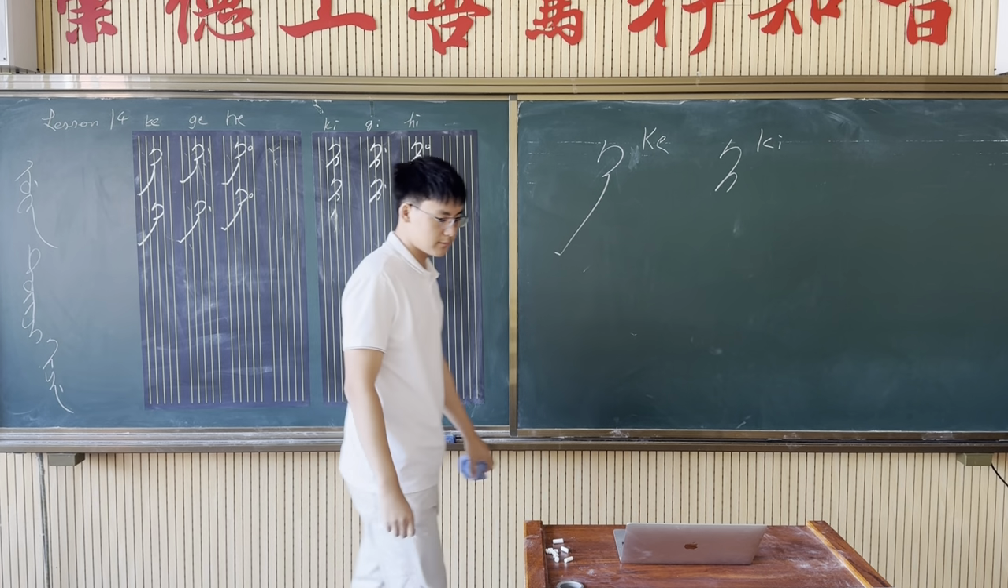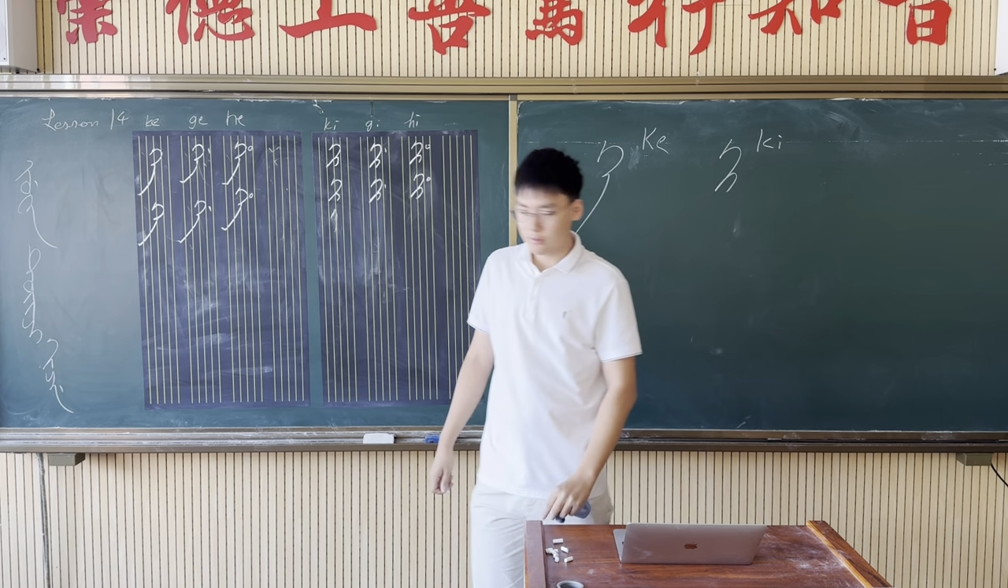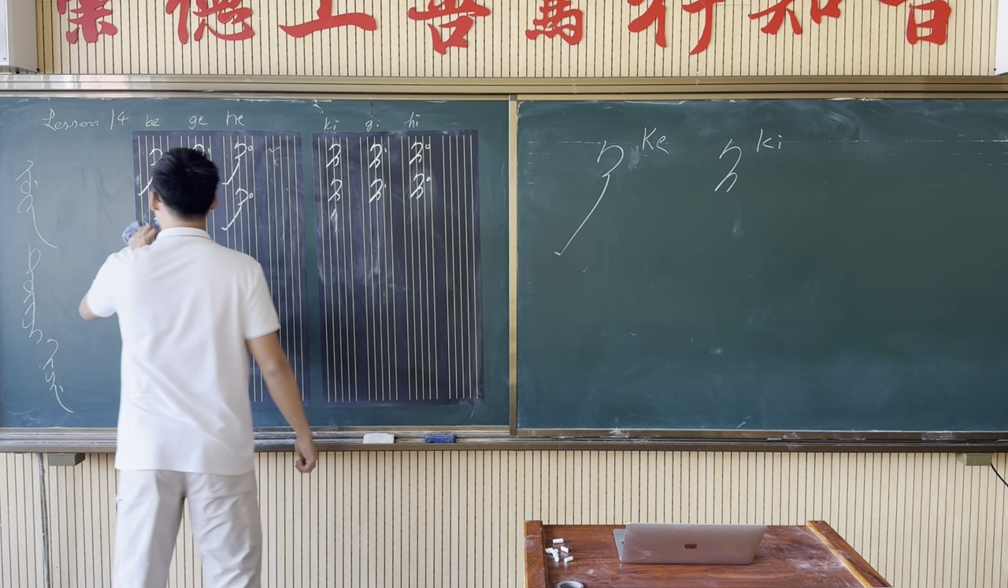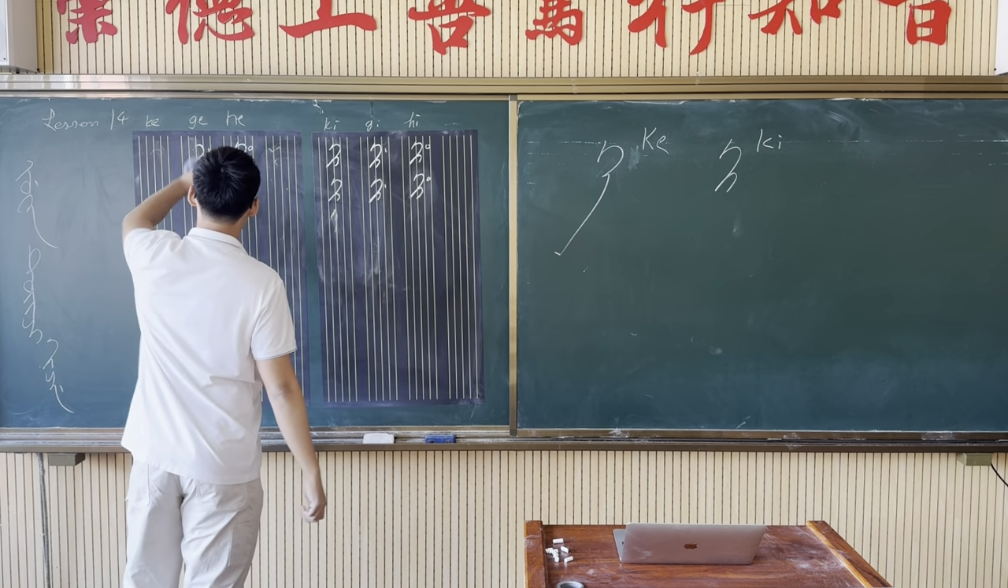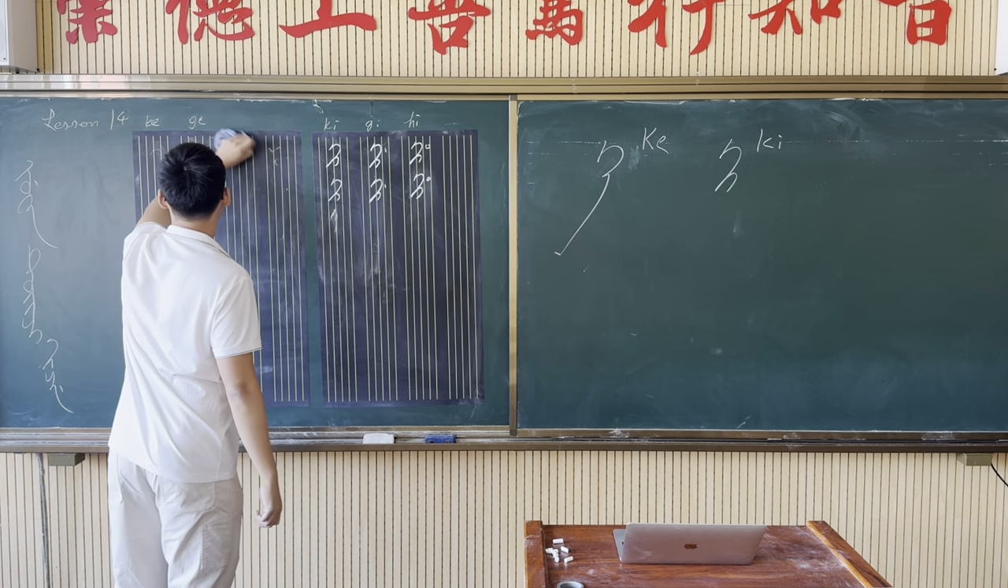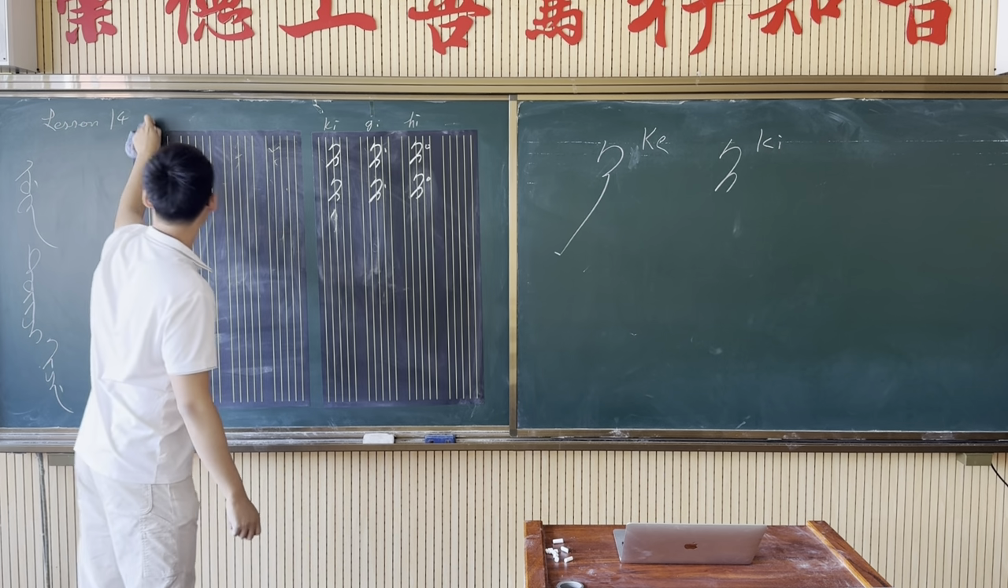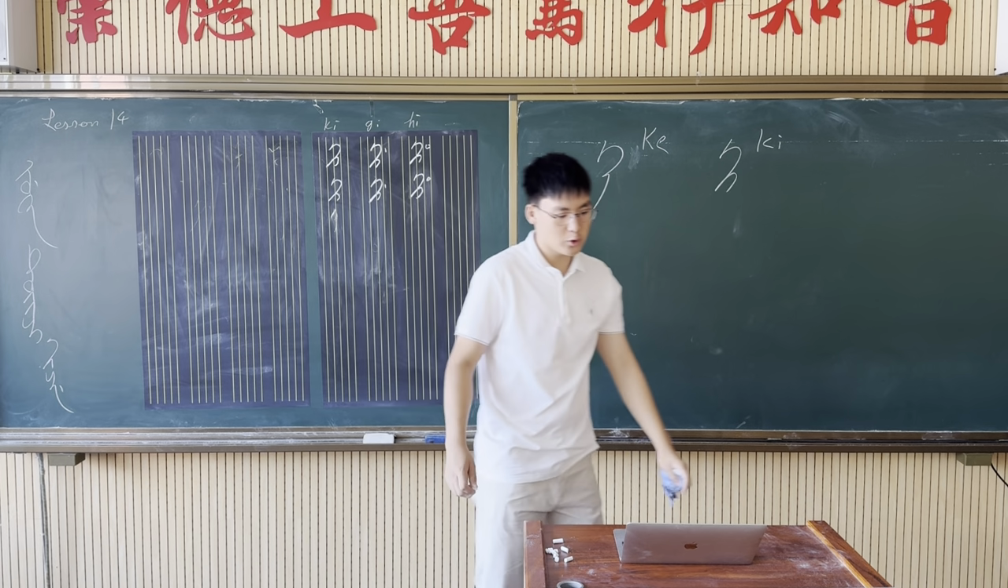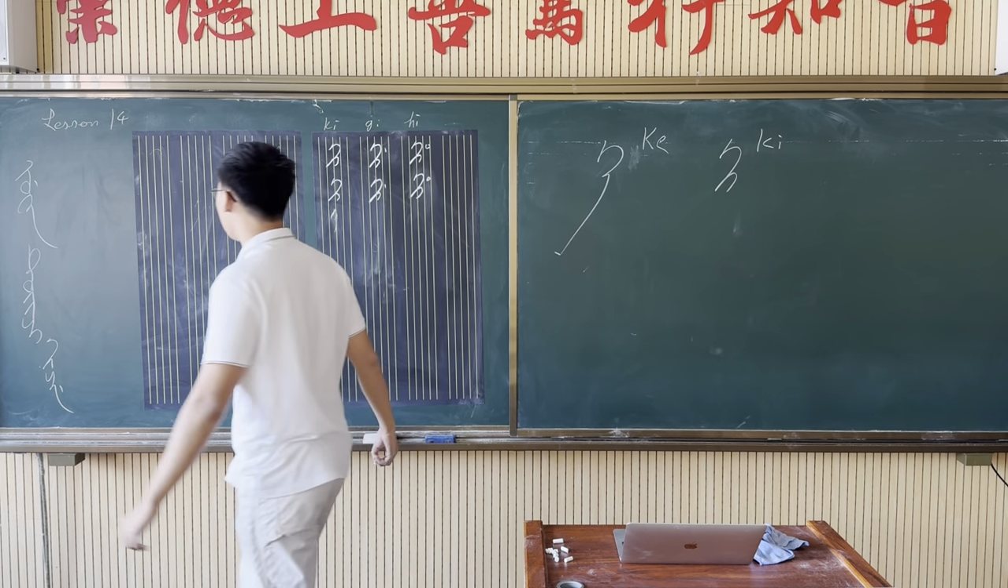He. Right. Now we'll move on to the last 3 characters. Now these will be ku, gu, and hu. Okay.